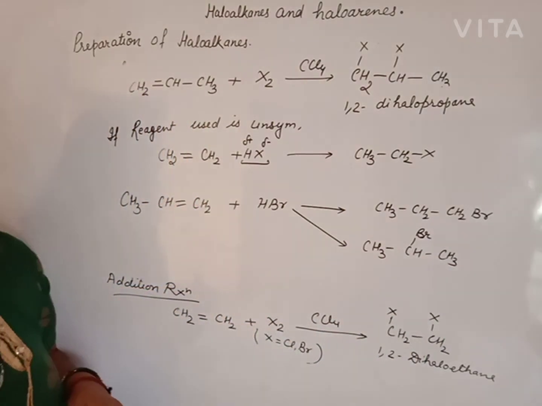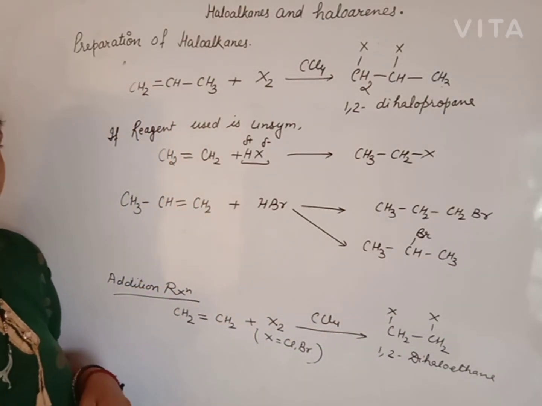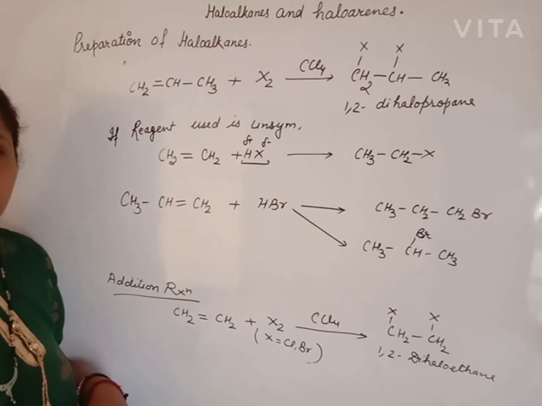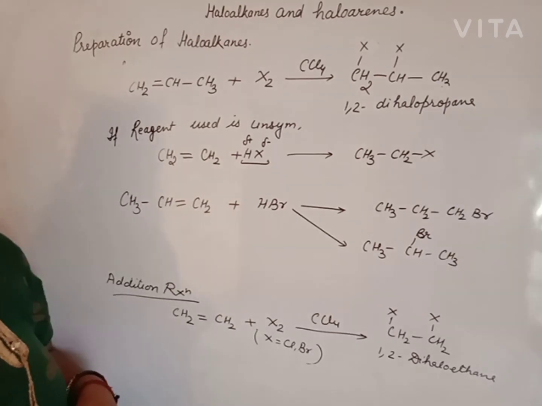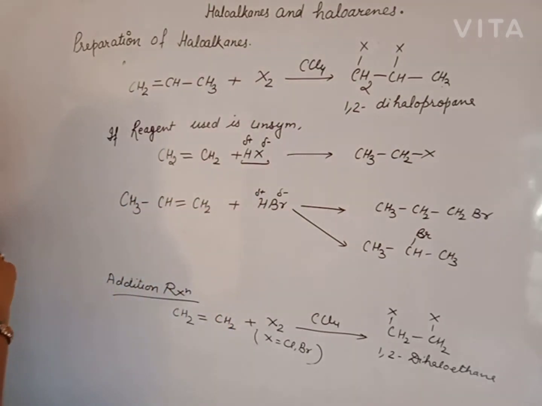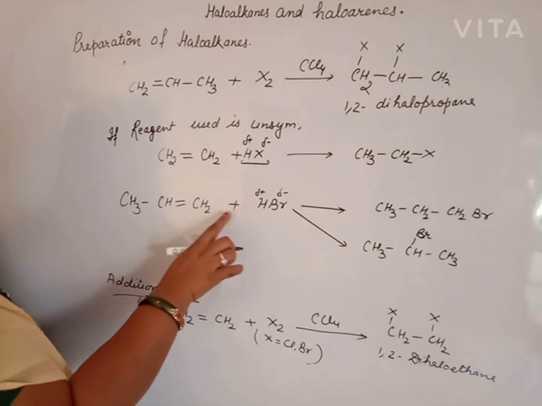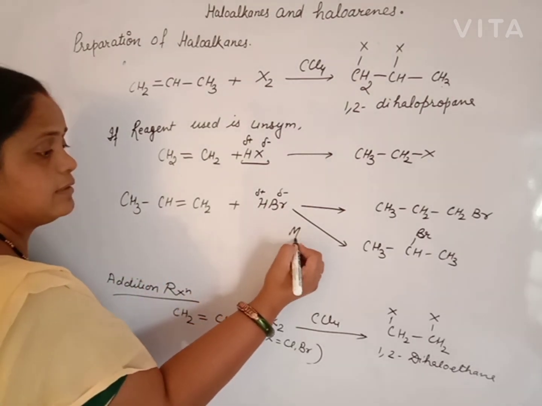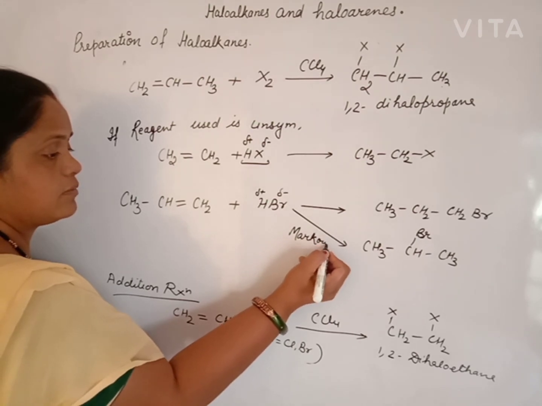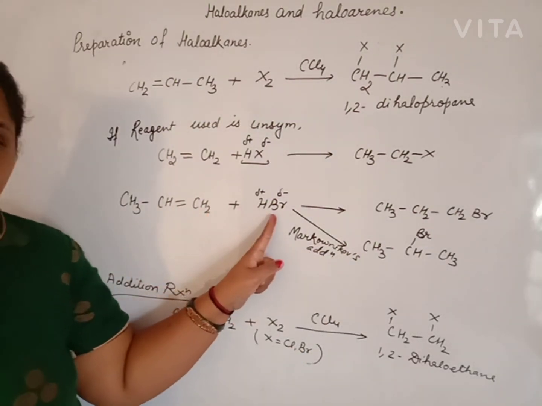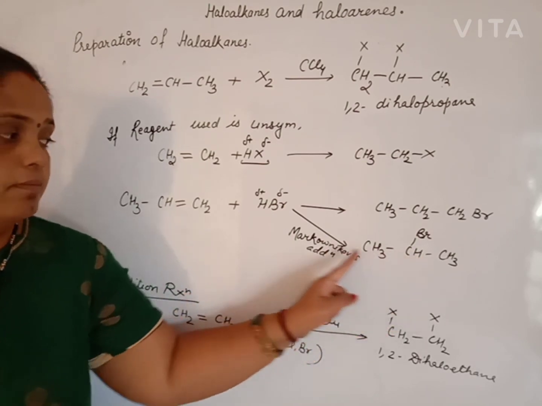Then what happened? In your 11th class or in my last video, you will understand the concept of Markovnikov and anti-Markovnikov rule. Beta, this part is slightly negative, this part is slightly positive. The negative part of the attacking reagent goes to that carbon of the double bond which has less number of hydrogen atoms, which is known as Markovnikov addition. The halogen atom goes on the carbon with fewer hydrogen atoms, Markovnikov rule.